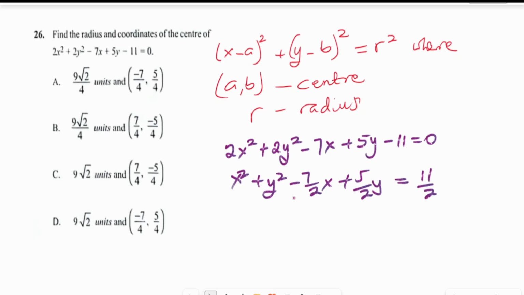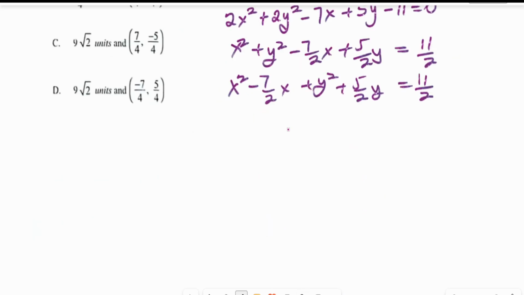Okay, then now we are going to use the idea of completing the square to express this to look like this. So by completing the square, we'll first rearrange this to have the x's together and the y's together. So we have x squared minus 7 over 2x, then plus y squared plus 5 over 2y equals 11 over 2. So by completing the square, we are going to take half of this negative 7 over 2 and also half of this 5 over 2. We'll be adding them to the x and y respectively.